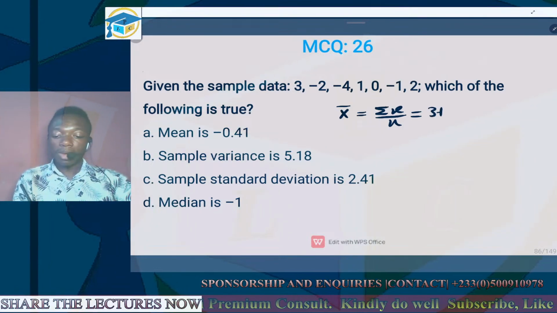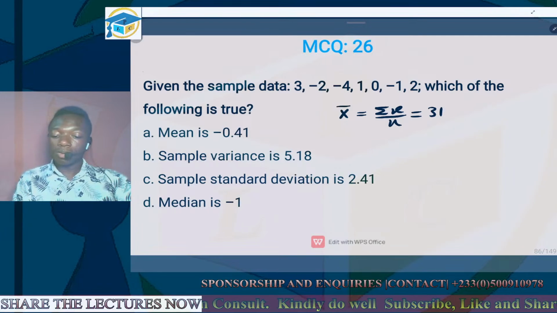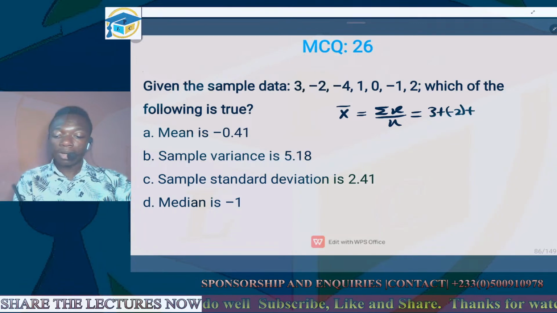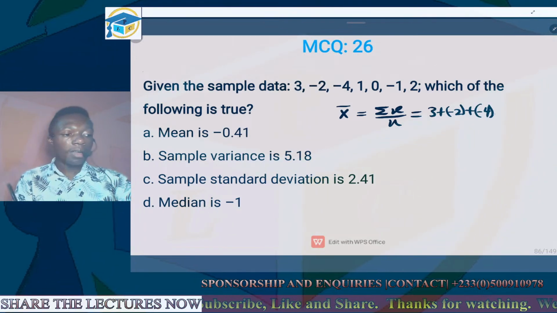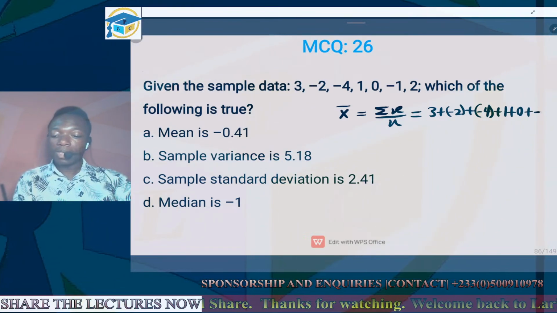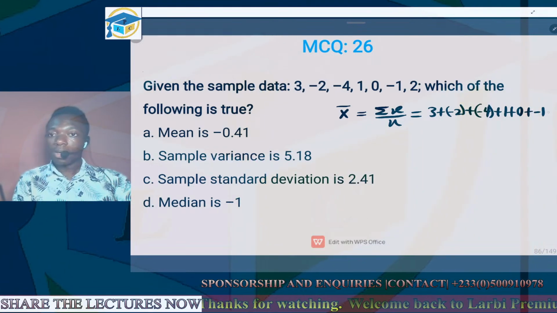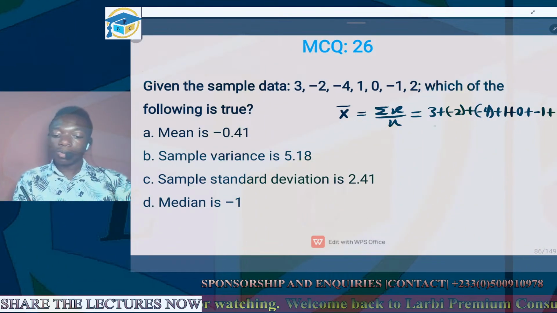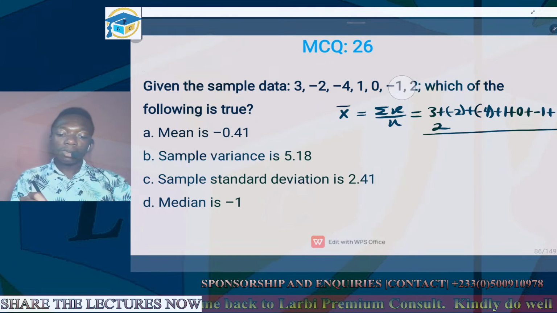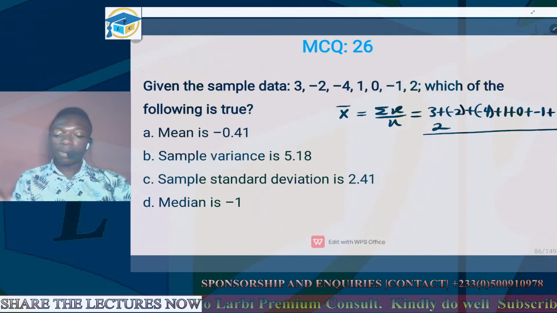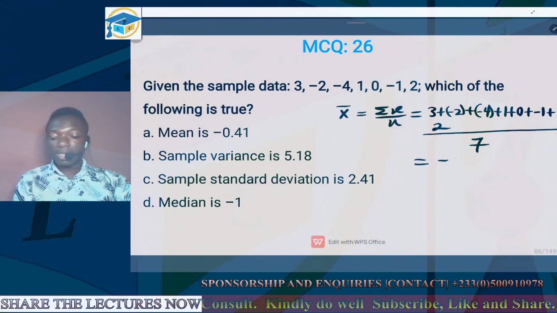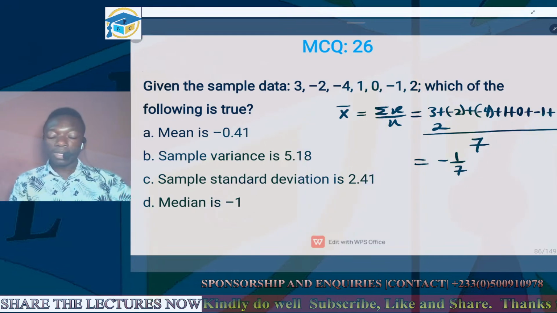We have 3 plus -2, plus -4, plus 1 plus 0 plus -1, then plus 2. Then divide by, how many numbers do you have? 1, 2, 3, 4, 5, 6, 7. So we have 7, and we divide by 7. What are we getting at the end of the day? You're supposed to get -1/7. You can also check with your calculator.